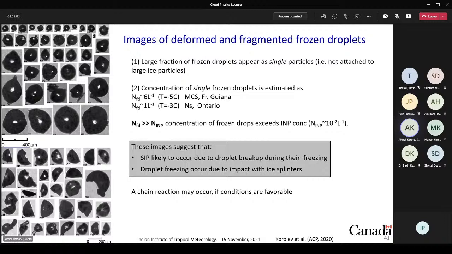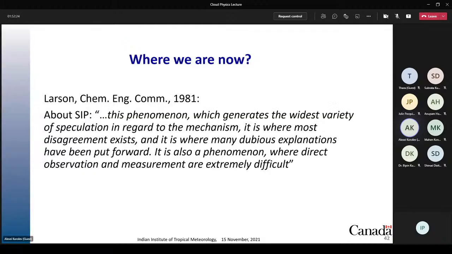And they may generate the secondary ice during cracking or during freezing. So it is kind of for sure that this mechanism most likely occurs, while we cannot say much about the rest of the mechanisms.